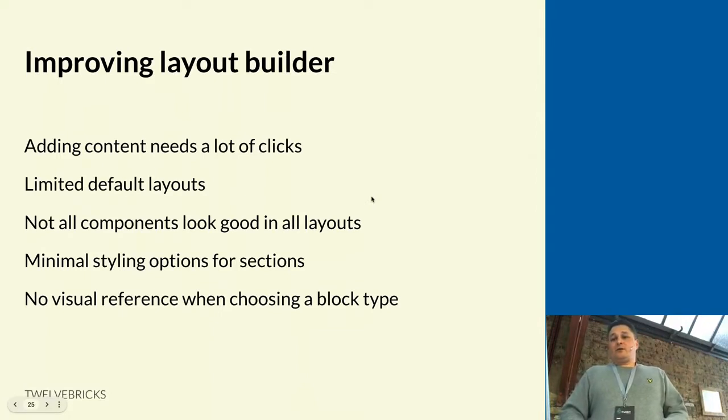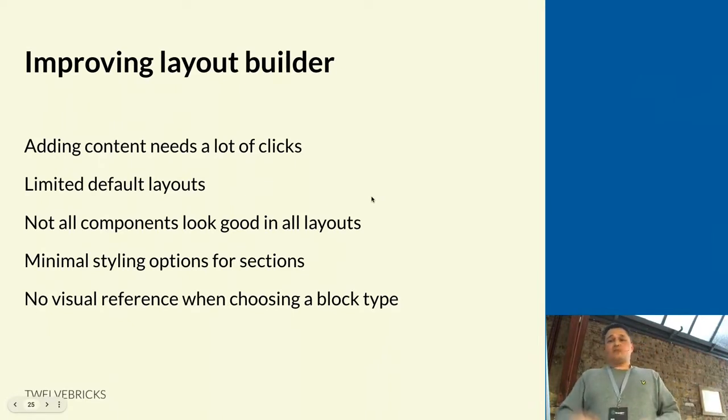Then there's not a lot of styling options for sections by default. I think when you add a multi-column layout, you can choose if you want to have like a 50-50 split or a 66% and 33% split, but that's basically it. So it would be nice to have more options, like adding a background color or a background image to a specific section to make it even look better.